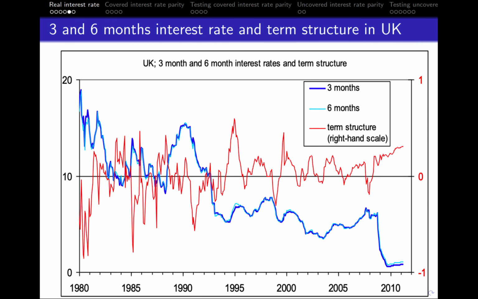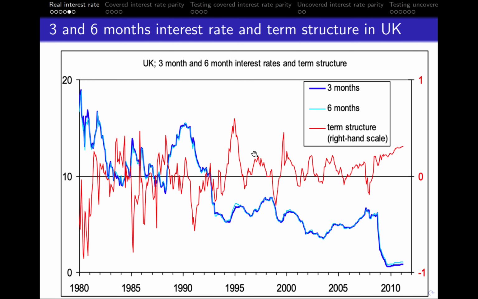Okay, now let's look at an example. Look, over here we see term structures of the United Kingdom. Here we see 3 months and 6 months interest rates. As you see, they are actually following each other extremely closely. And here we see the term structure. The term structure is simply the difference between the two interest rates. This is why it's actually measured on a different axis.